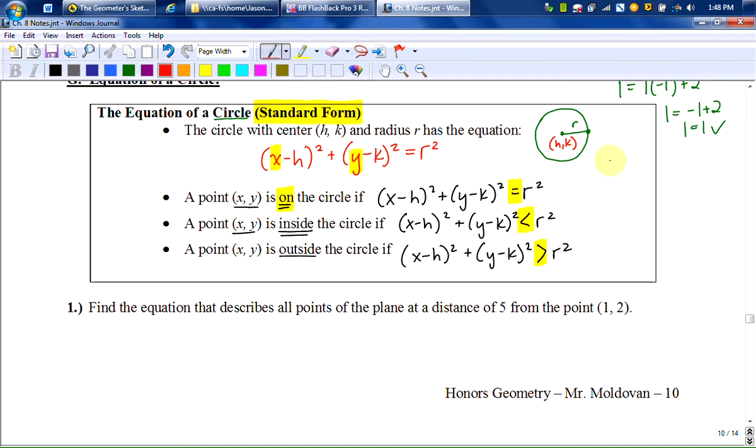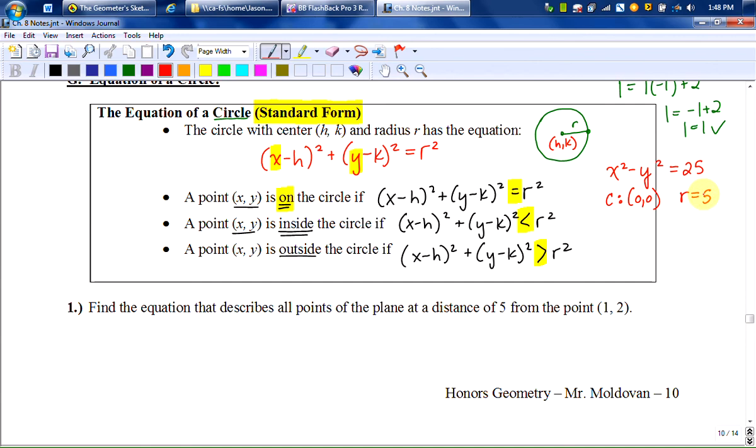So let me expand on this a little bit more. Let's say I have an equation of a circle, which is this. And what I can tell from this circle is that the center is 0, 0 because it does not have any h's or k's, and the radius is 5.